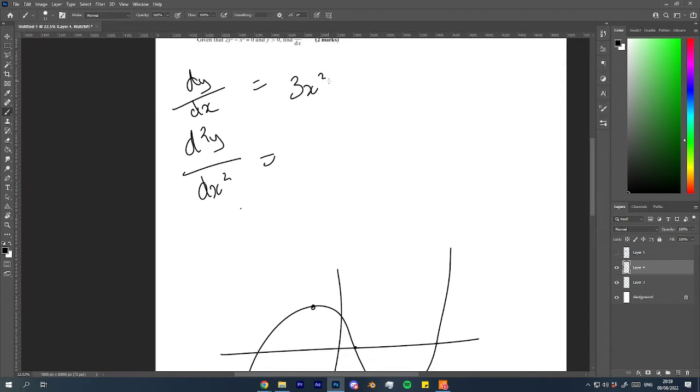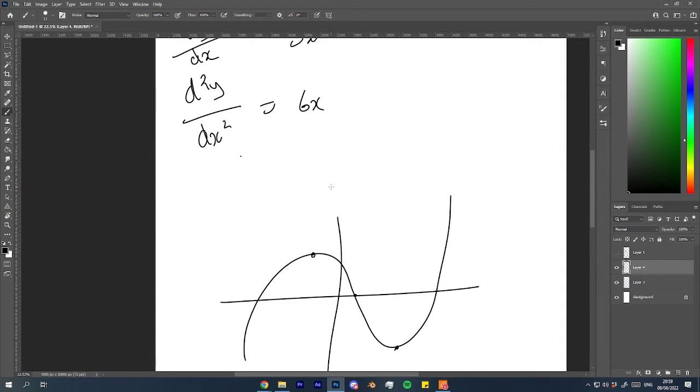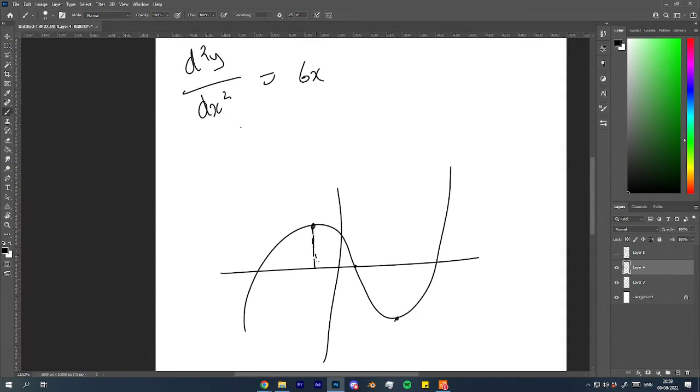We differentiate our dy by dx. That becomes 6x. Now, whatever our value is here, let's say this is minus 3. If we put this minus 3 into our d2y over dx squared, we can see whether it's a local maximum point or a local minimum point. Obviously, in this graph there is no maximum point because it goes on to infinity, and no minimum point because it goes to negative infinity. Why I'm saying local maximum and local minimum is that a turning point is where it's stationary.